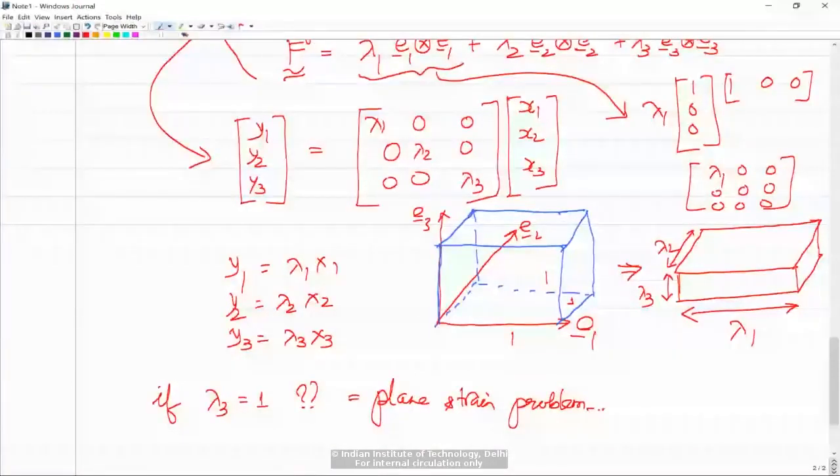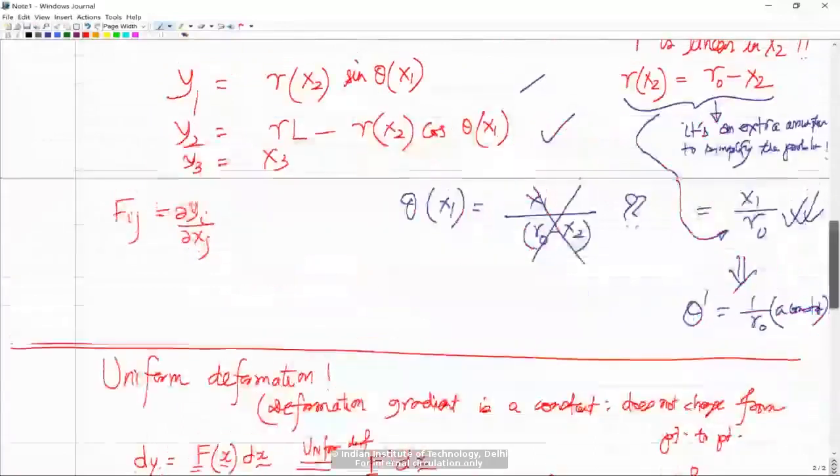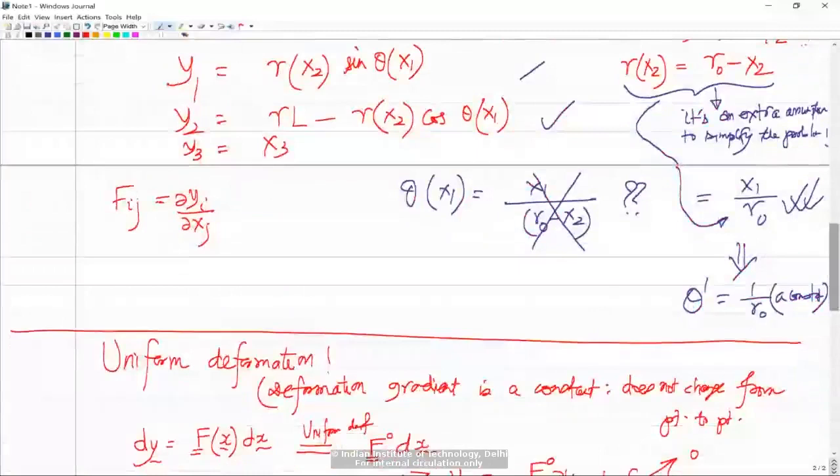Okay. So in the bending case, you have written theta, then you have written theta prime. If theta is a function of x1, then theta prime is the derivative of theta with respect to x1. So prime means the derivative with respect to the argument.